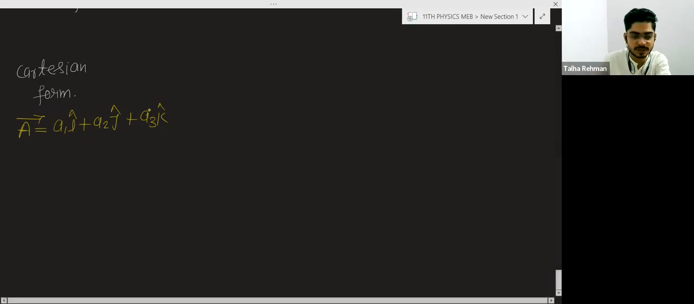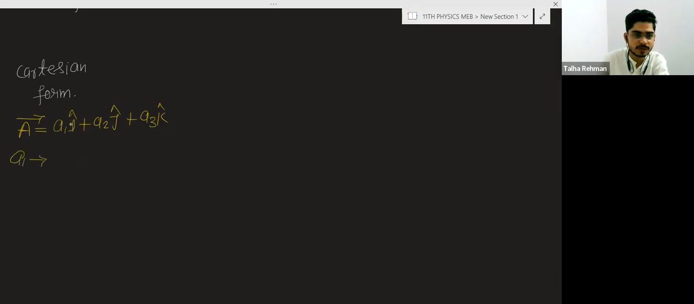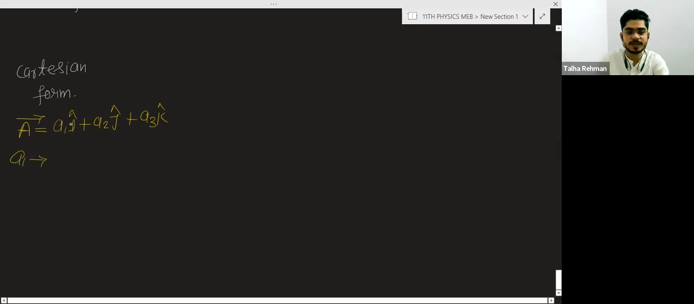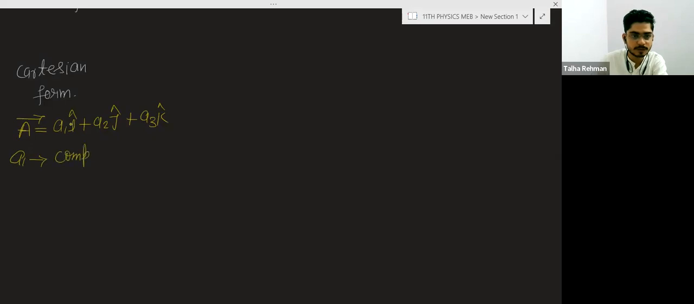Just see, what is the value of a1? What is the meaning of a1 i cap? This a1 is the component of this vector, or the part of this vector that will be along the x-axis. So for a1, component will be the accurate word: component of a vector along the positive x-axis.